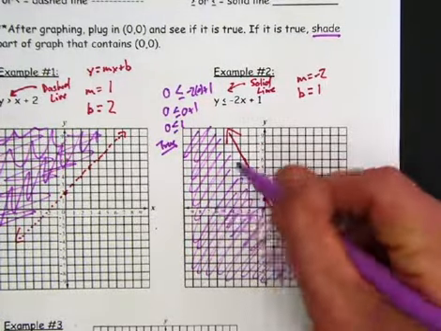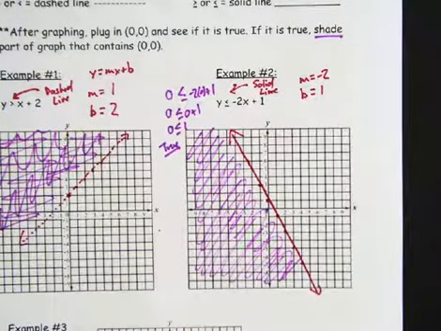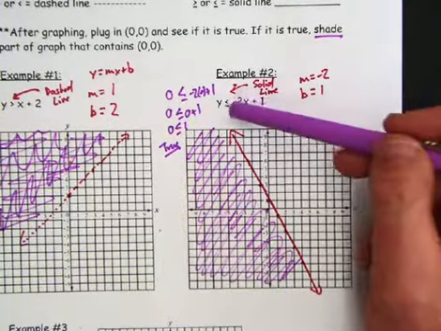Now, some of you might be wondering, why are we shading? Well, in this case, we don't have a set line. A line would be an equal sign.